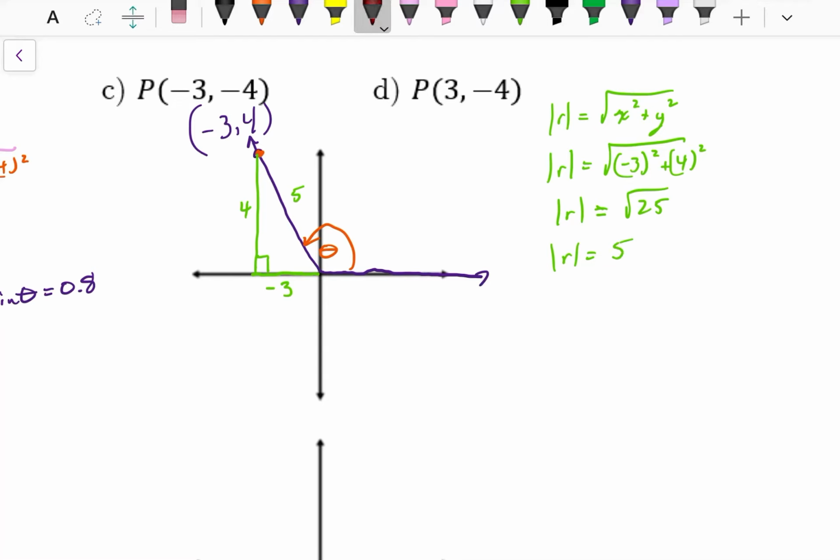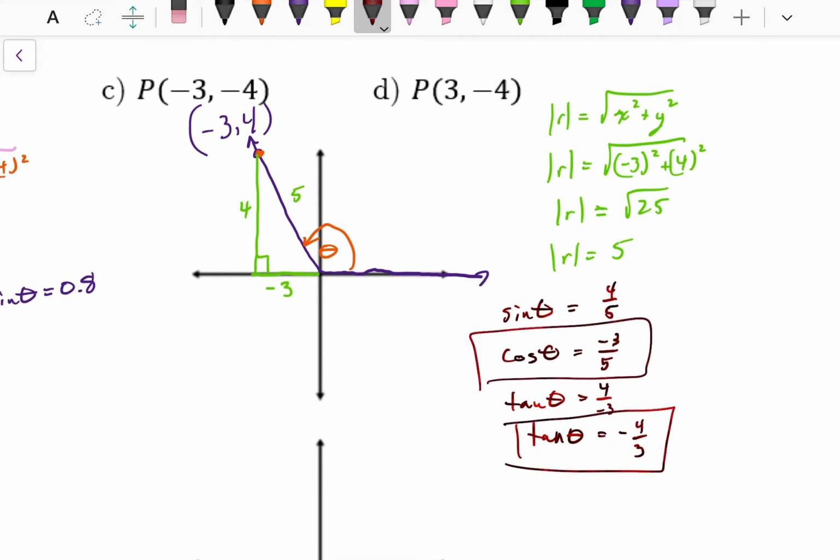And very simply, sine theta is my y-coordinate, is 4 over 5. Cosine theta is my x-coordinate divided by my radius vector r. So it's going to be -3 over 5. Now tangent theta is going to be my y-coordinate divided by my x-coordinate. My y-coordinate is 4. My x-coordinate is -3. So the tangent ratio of this angle is -4 over 3.